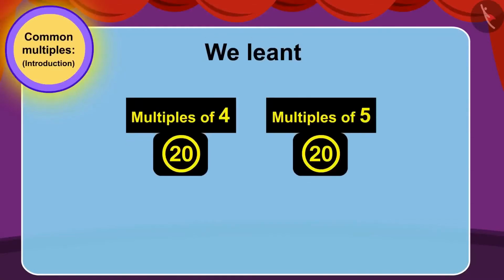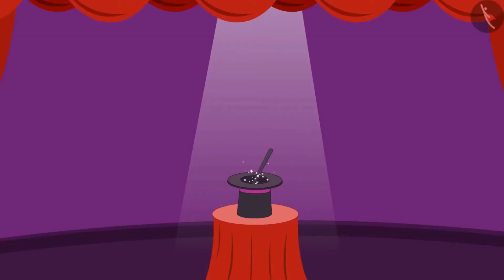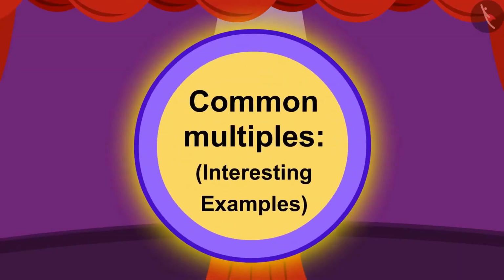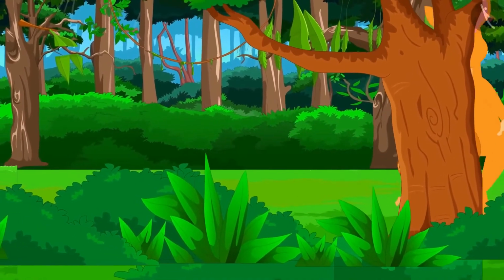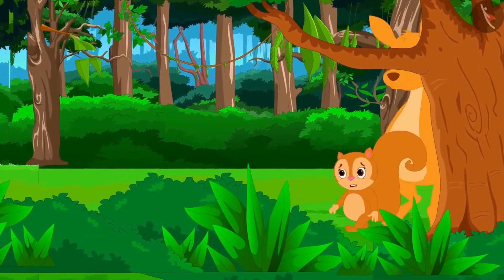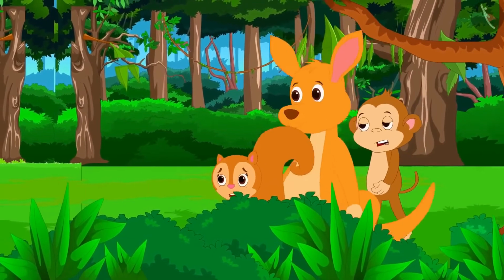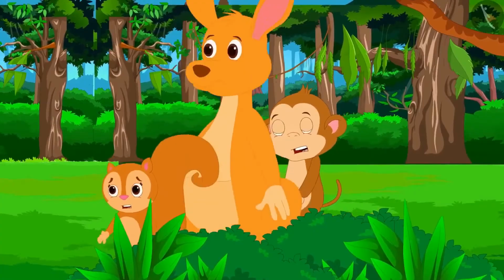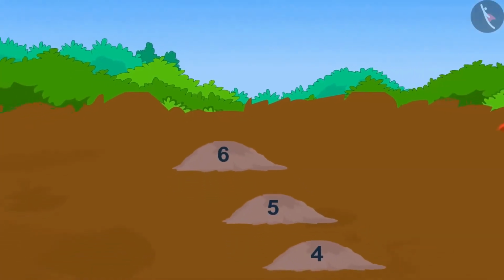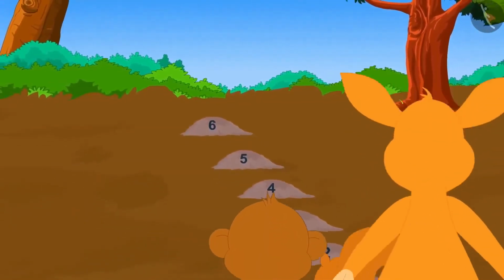Children, in the last video we learned about what are common multiples. In this video, we will learn more about common multiples by some interesting examples. One day, Babban monkey, Kittu kangaroo and Chanda squirrel were roaming the forest. While wandering, they got lost in the forest. After searching a lot, they found a way to get out. But to reach there, they had to cross the marsh.